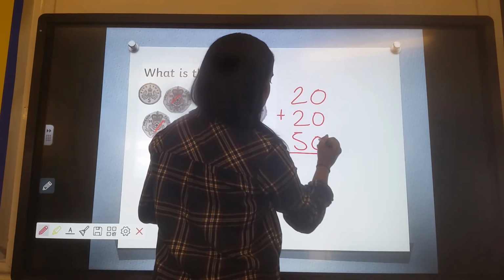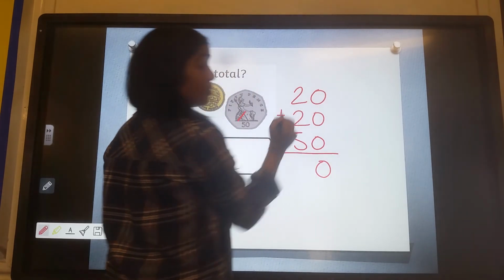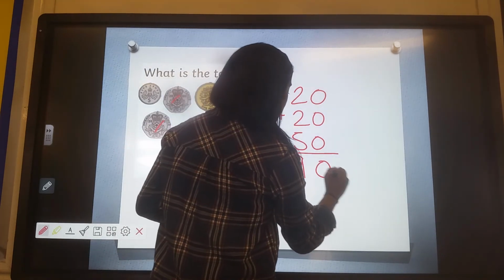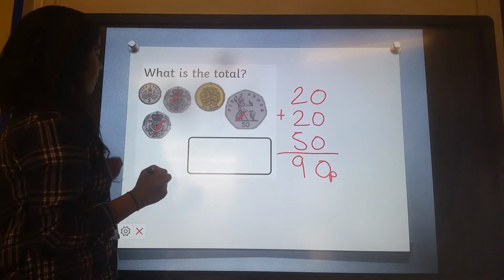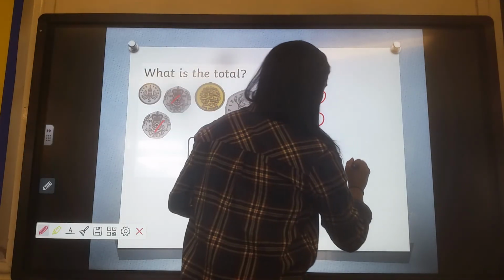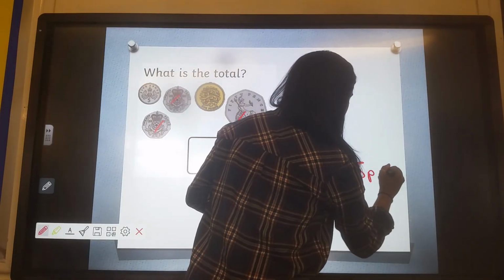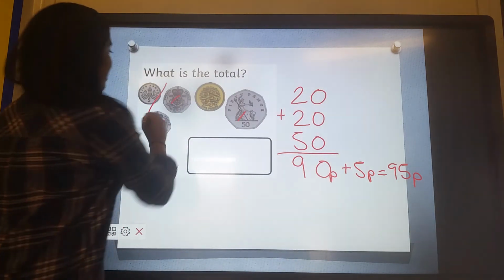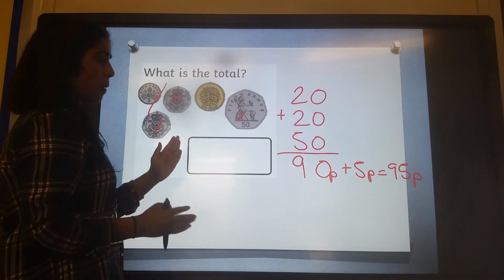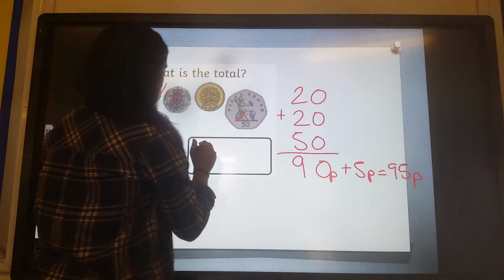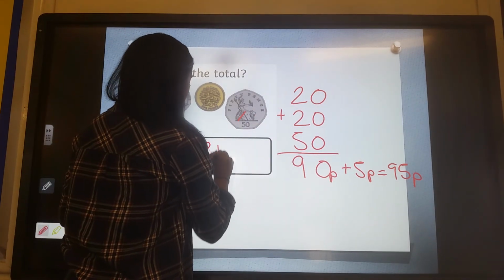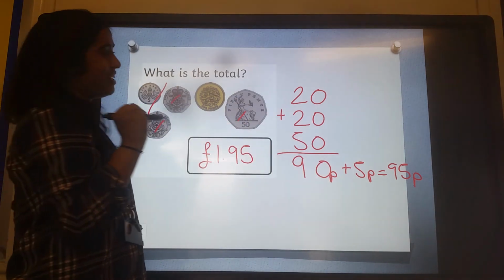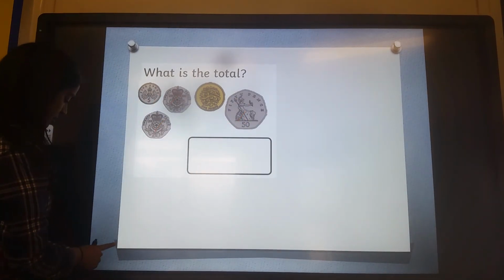So 0 plus 0 plus 0 is 0. 2 plus 2 is 4, and 4 plus 5 is, good, 9. So I've got 90p so far. Add on the 5p here. So 90p plus 5p is equal to 95p. And now I have the £1. So if I take my £1 and my 95p, that's going to give me £1.95. Well done if you got that question correct.